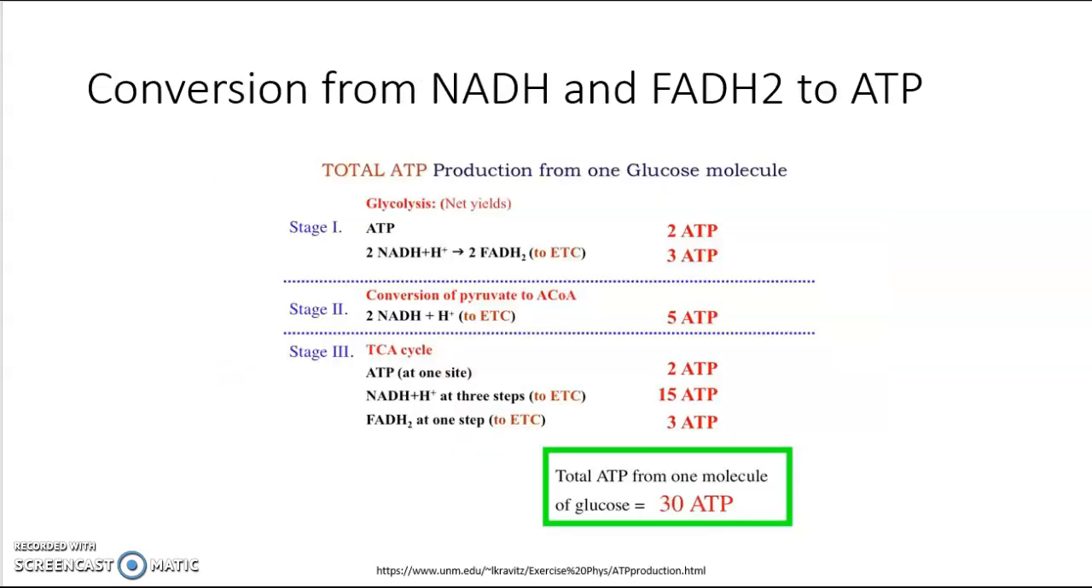This slide shows the conversion from NADH and FADH2 to ATP, which theoretically yields approximately 30 ATP.